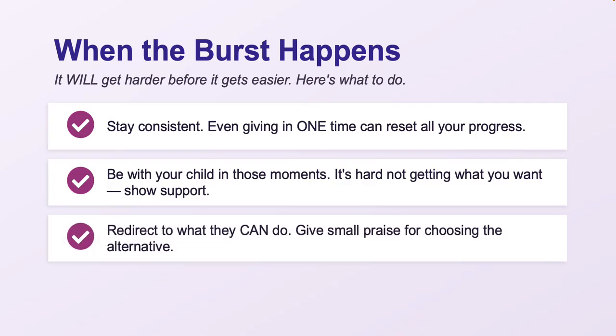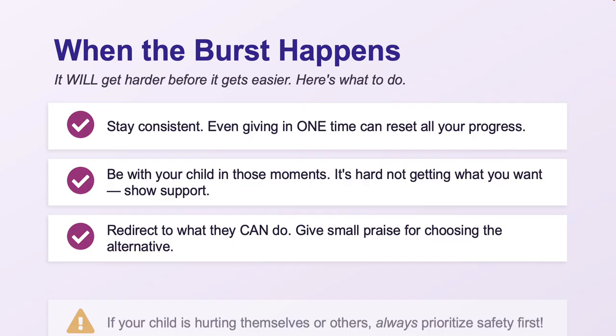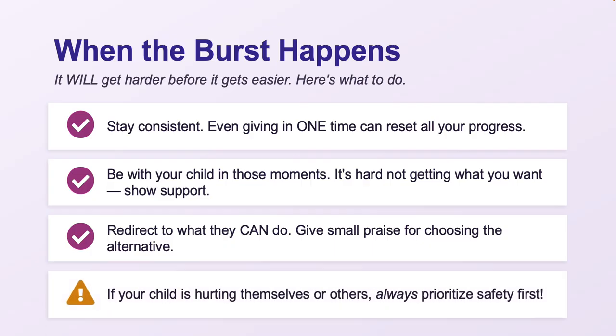Redirect to what they can do. Give small praise for choosing the alternative as much as possible. And again, if your child is hurting themselves, always prioritize safety first. So regardless of what your particular rule is, if they're really injuring themselves, make sure that they're safe.